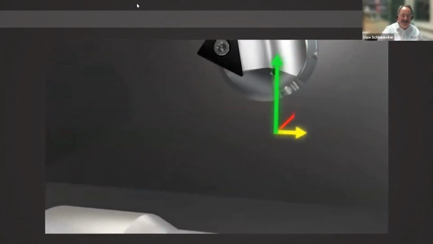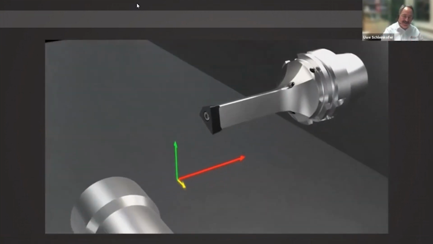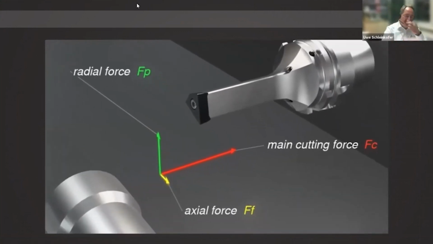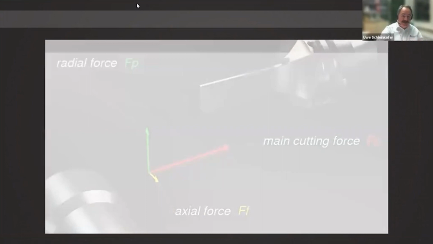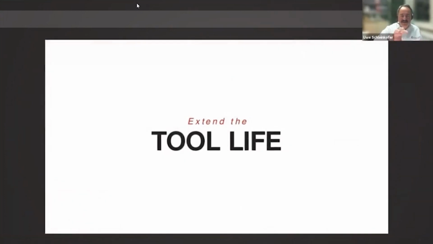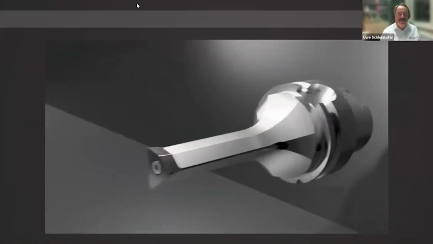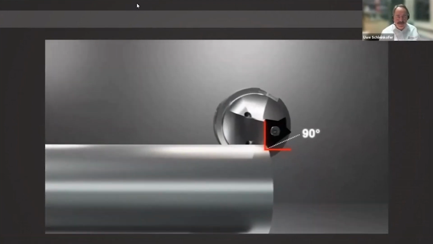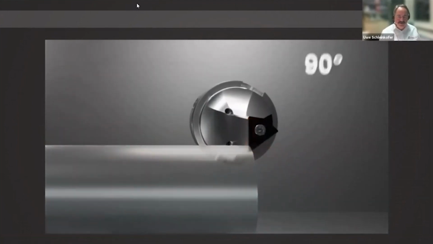They're changing only in axial and radial, and the main cutting force is always the biggest force going directly into the tool. So you can change the axial and radial by using the approach angle, and the main cutting force is always the highest. And now the change of the approach angle again.